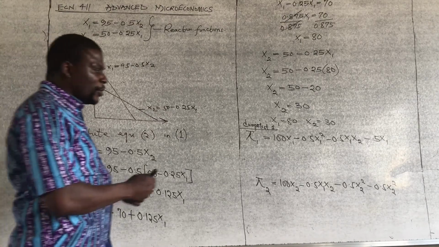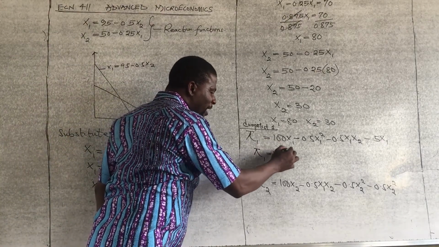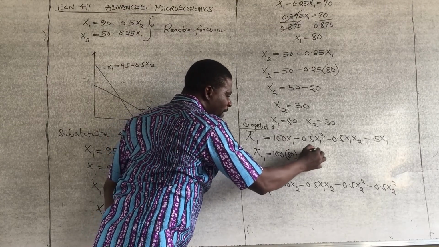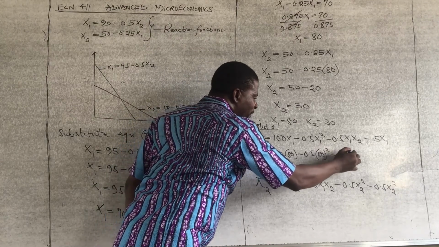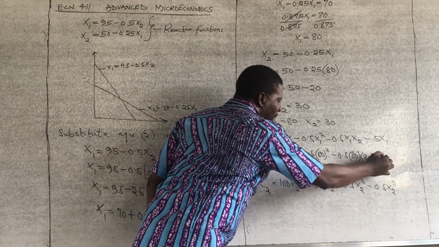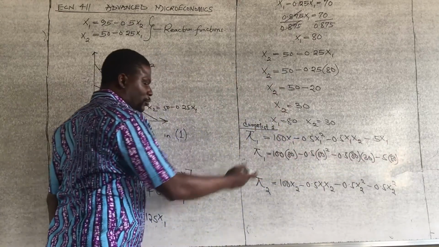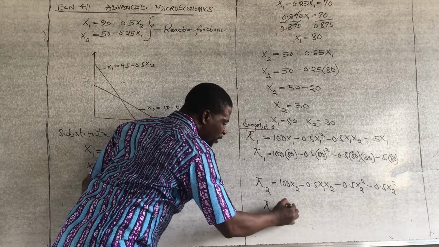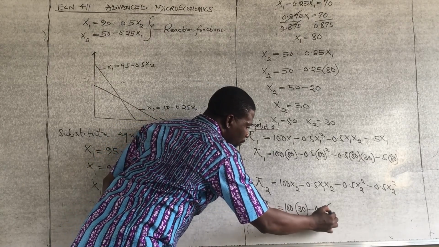Stop writing, everybody. Look, to get profit for duopolist 1, it will now be 100 into what's x1? 80. Minus 0.5 into what's x1? 80 squared. Minus 0.5 into x1, 80, what's x2? 30. Minus 5, what's x1? 80. So use a calculator to do this. For the second duopolist, it will be 100 into what? 30. Minus 0.5 into 80.